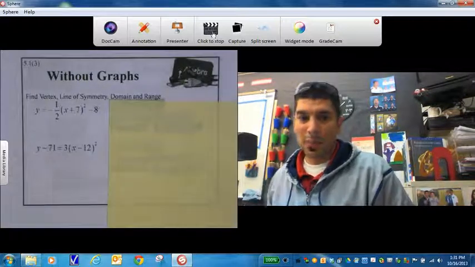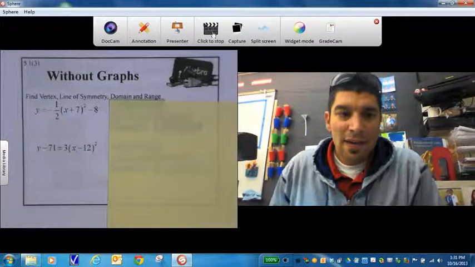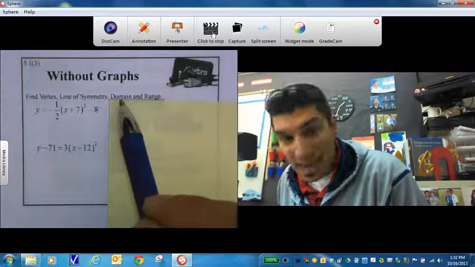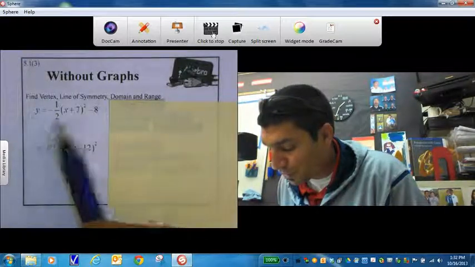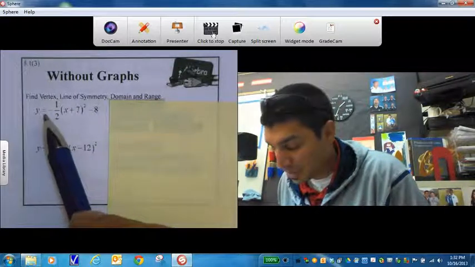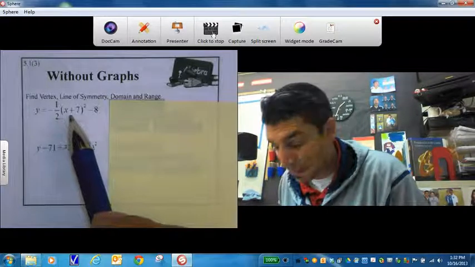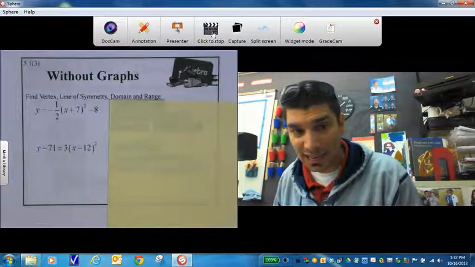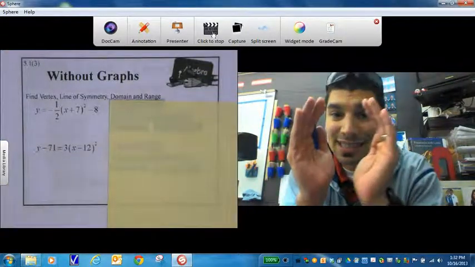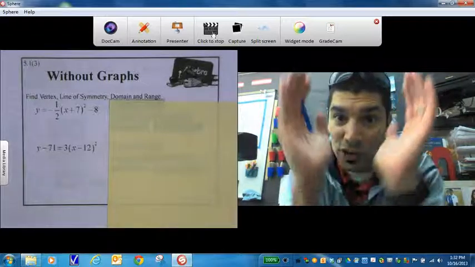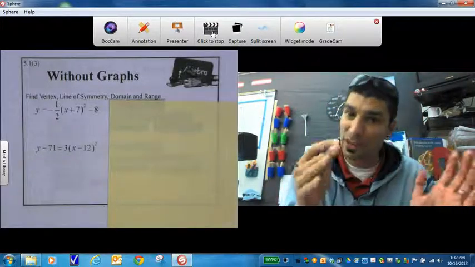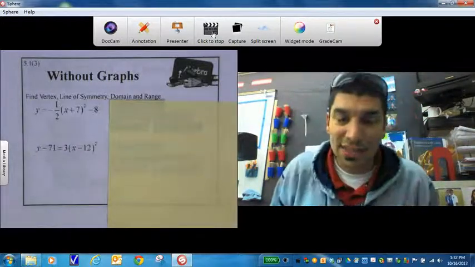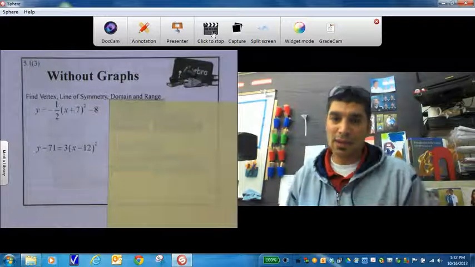On your whiteboards, find the vertex, the line of symmetry, the domain, and the range for this equation. It says y equals negative 1/2 x plus 7 squared minus 8. Find the vertex. Vertex is an xy. Now we're using parentheses. Not like last unit. We're not solving. We're using an xy. We're graphing these things. Line of symmetry, x equals, domain, range.